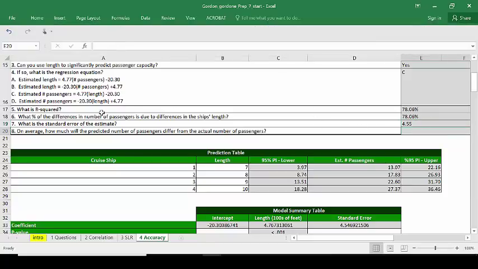And then the very last question asks, on average, how much will the predicted number of passengers differ from the actual number of passengers? This is the definition of the standard error. So it's basically asking us what the standard error is. So it's 4.55. I'm going to type that in. And that's it for this prep assignment.